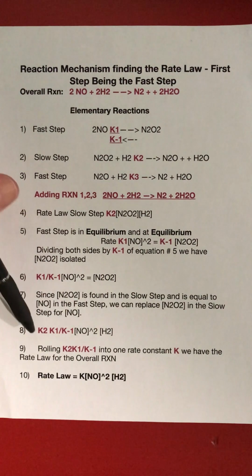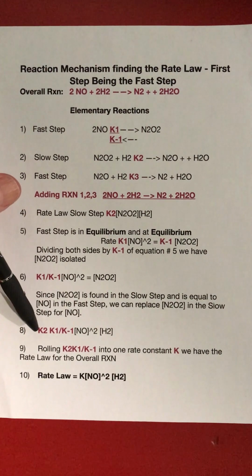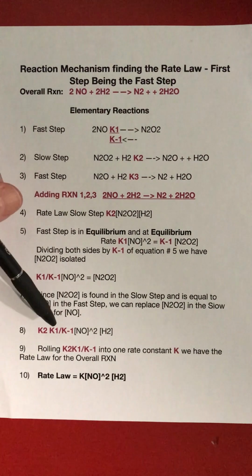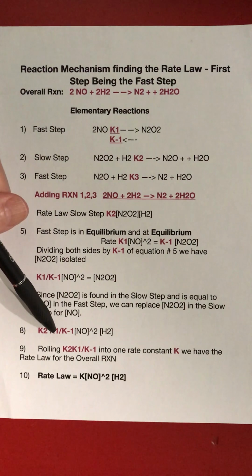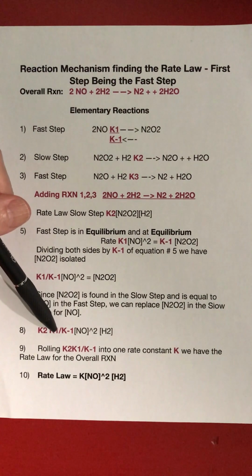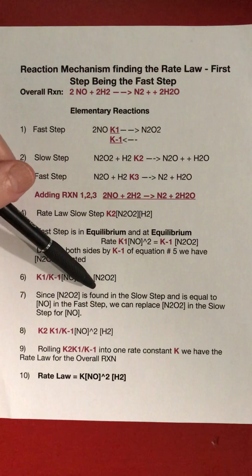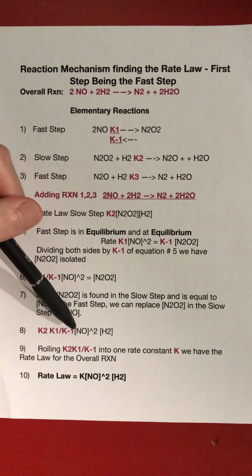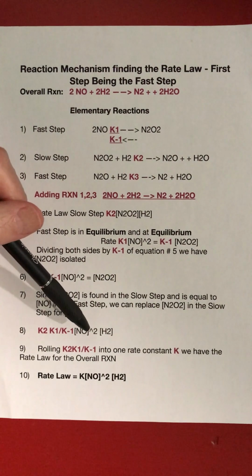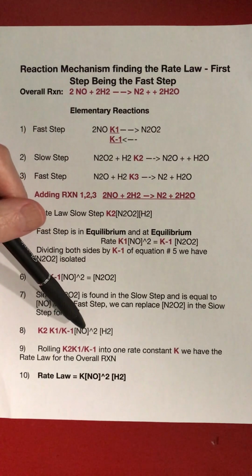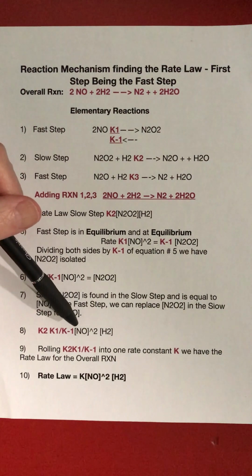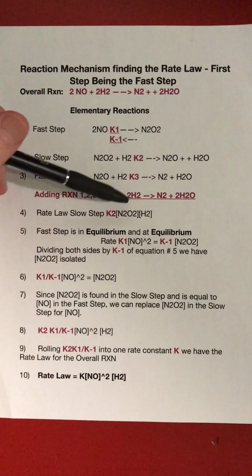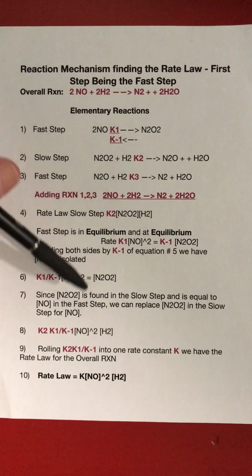Now we have a jumble of rate constants. The K2 is the rate constant for the slow step, which is right over here, with the K1 divided by K minus 1, which is how we isolated N2O2, the fast step, times the concentration of NO raised to the power of 2, times the concentration of H2. So basically now we have our rate law for our slow step, and we have NO here and H2 here found in our overall reaction, which is what we're looking for.